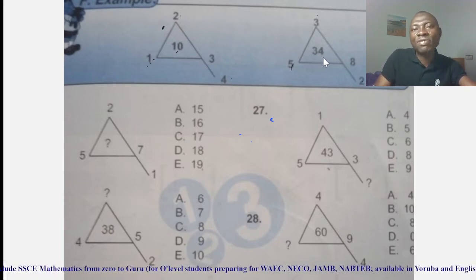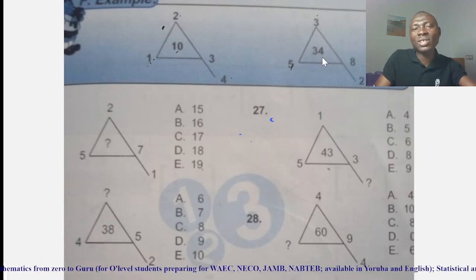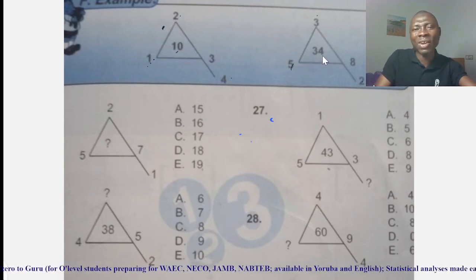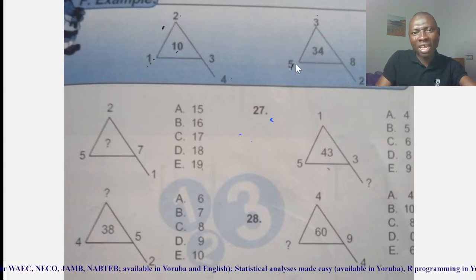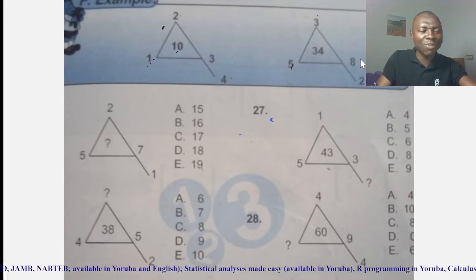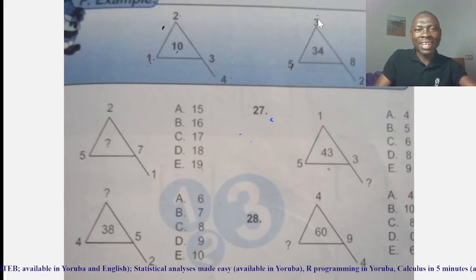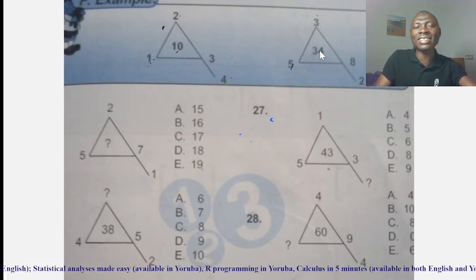Okay, let me shift a bit and move to the second example and see if I can think of any rule. Then I was checking, and a rule came to my mind. 5 multiplied by 8 will give me 40. 3 times 2 will give me 6. 40 minus 6 is 34. Bravo.